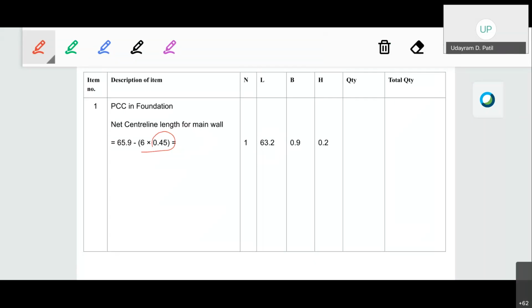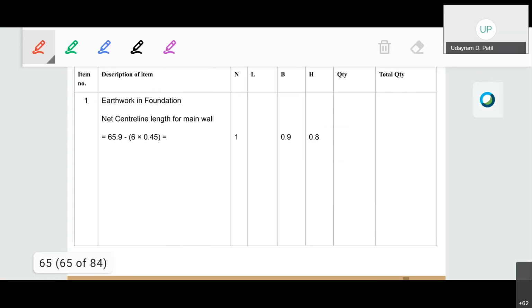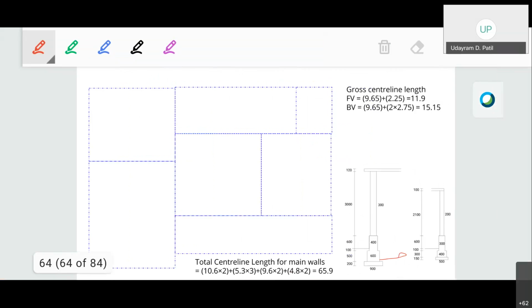For the rest, for the main wall, as you do the center line length calculation in the original, you have to perform a similar kind of calculation for the net center line length of the main wall. Okay, so again, as the width of the item is same as per the earthwork, therefore the net center line length will be same. Only the height will change. Okay, now for the main wall, the height of the PCC is 200 mm. Therefore, it is 0.2 meter.